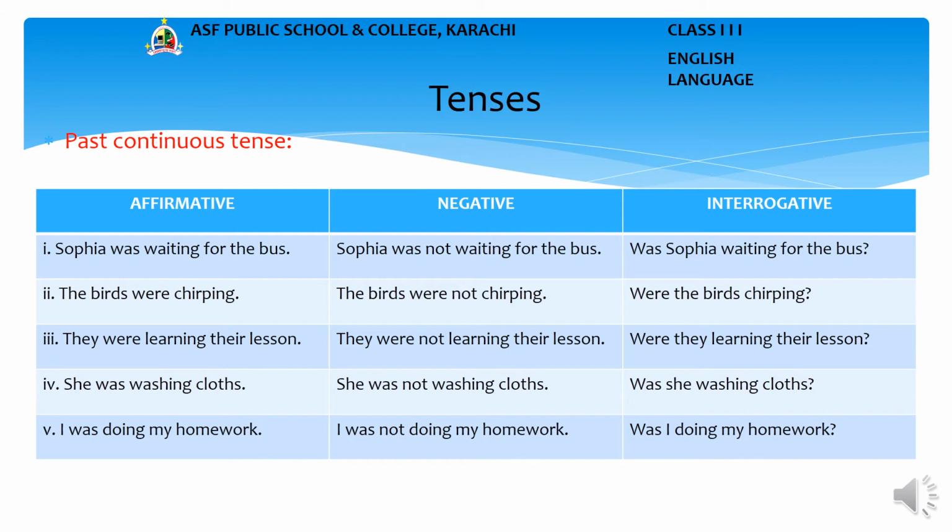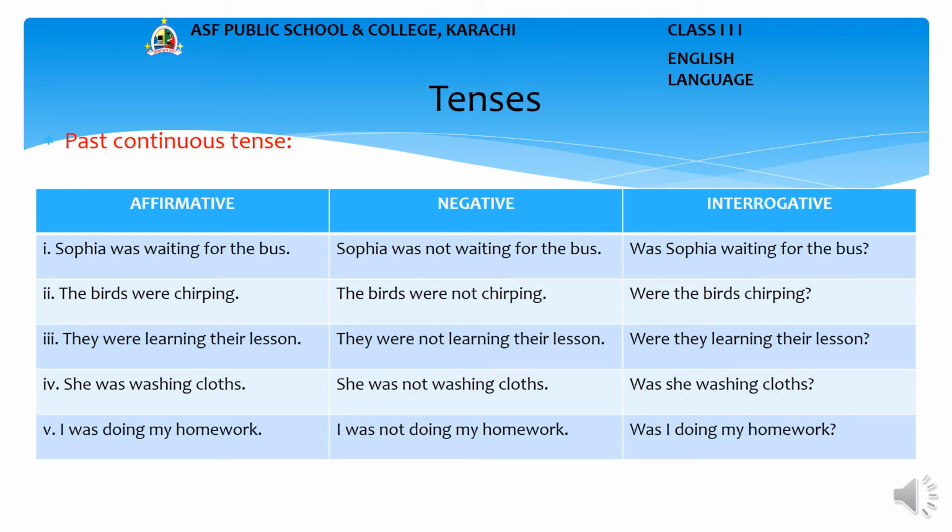The first example of affirmative sentence is Sophia was waiting for the bus. In affirmative sentence, Sophia is a singular noun, so we use helping verb was and add ing with first form of verb. Now look at the negative sentence. Sophia was not waiting for the bus. In negative sentence, we use not after was. Look at the interrogative sentence. Was Sophia waiting for the bus? In interrogative sentence, we use was at the start of the sentence and at the end we write a question mark.